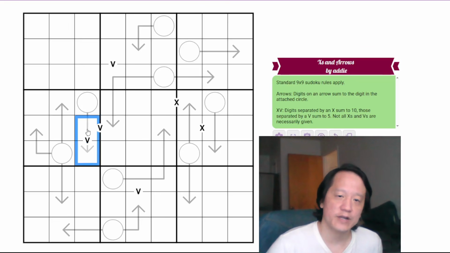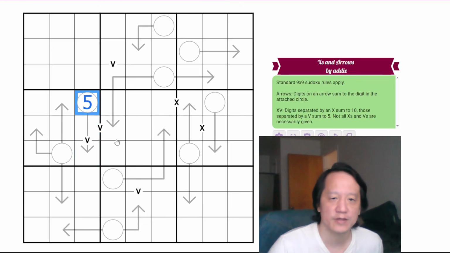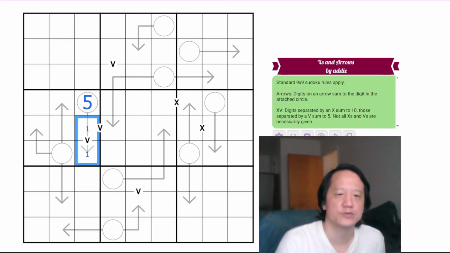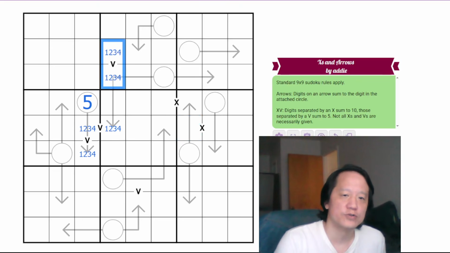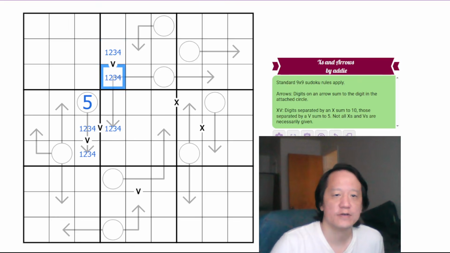Okay, well, we have an arrow here, which adds up to 5, and those are the only two digits on the arrow, so therefore this must be a 5 here. And this must be 1, 4, or 2, 3, adding up to 5. We also have these digits are 1, 4, or 2, 3, adding up to 5.